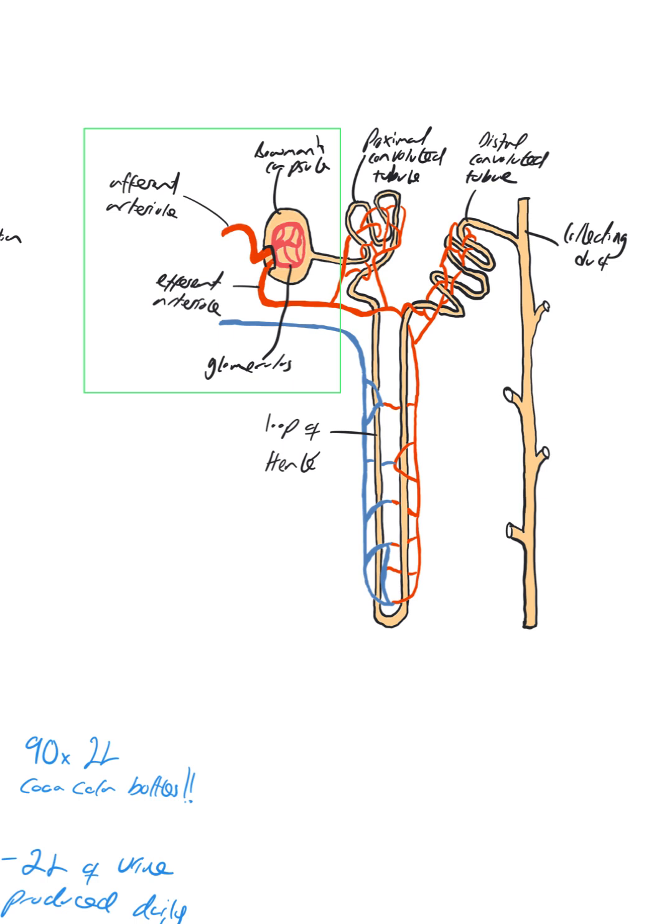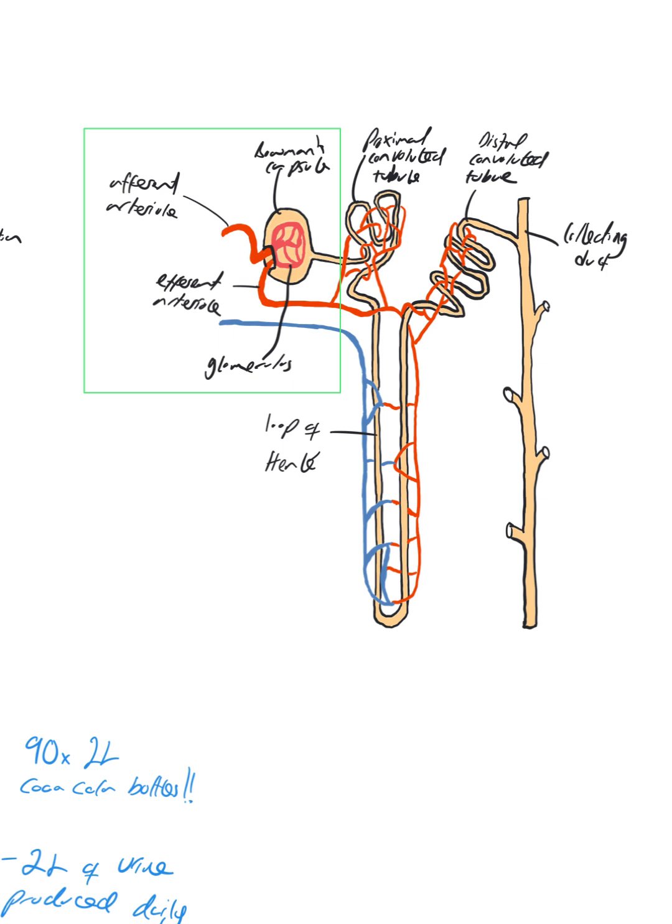You can see here you've got the afferent arteriole bringing blood into the glomerulus, which translates as ball of yarn. That is encapsulated by the Bowman's capsule, and blood then leaves via the efferent arteriole, and you can see these capillaries then network and weave themselves around the entire nephron.